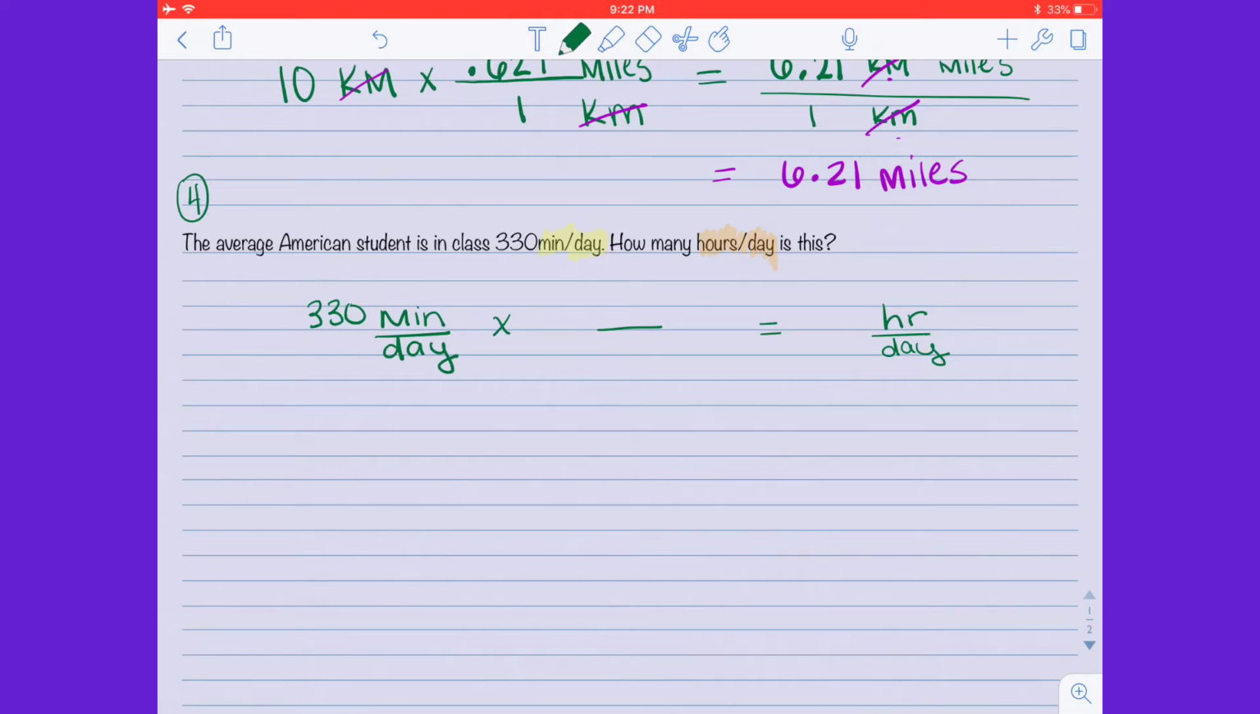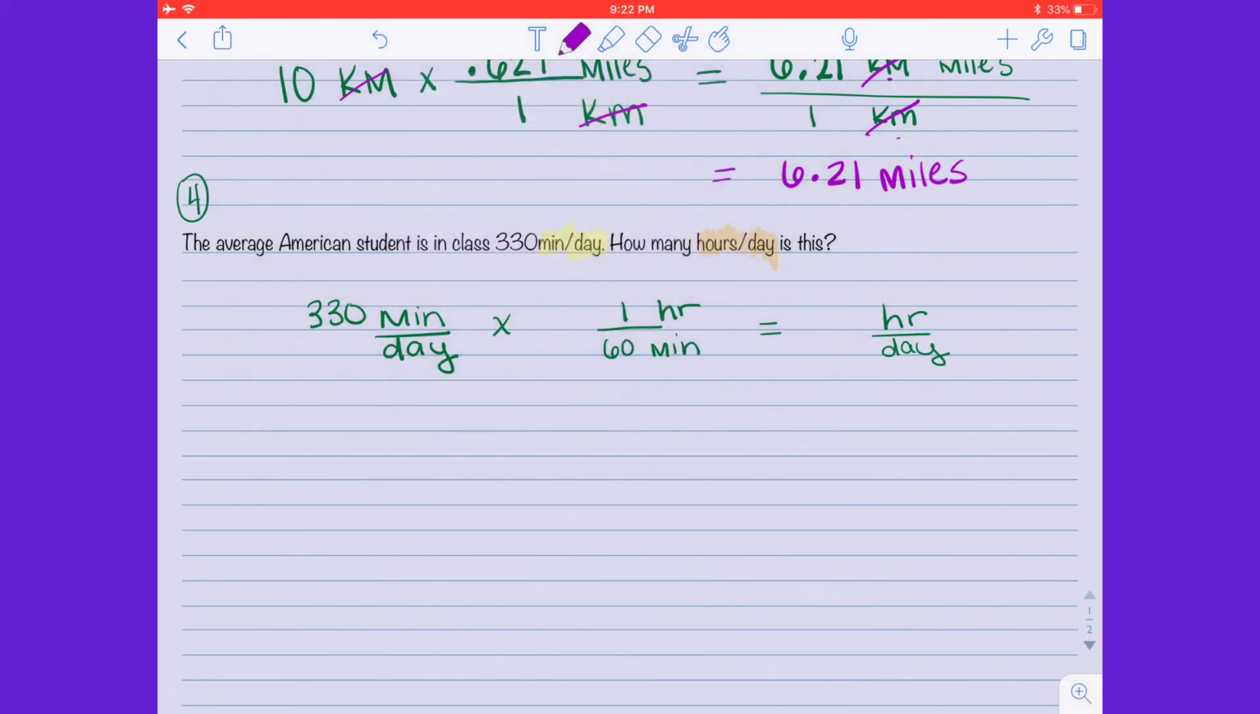So what's in the way? Well, the minutes is in the way. Minutes need to go. I need to somehow get rid of minutes, okay? So I need to get rid of the minutes. So if I can get minutes in the bottom, then I'll cross multiply out the minutes. And then I need hours to end up on top, right? So you're kind of having to do some thinking through this, right? And is there a relationship between the number of minutes in an hour? Well, yeah, we know that there are 60 minutes per 1 hour.